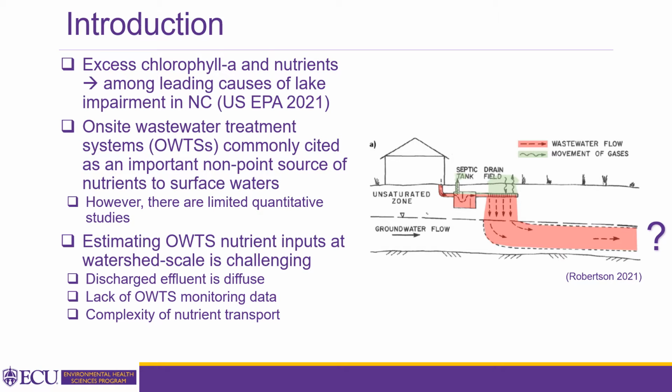One being that wastewater effluent that's discharged from systems is diffuse. Eventually it'll mix in with groundwater systems and travel with the groundwater, and it becomes challenging to track these plumes when you start talking about multiple systems within a watershed. There's also a lack of septic monitoring data, both from the context of water quality data, but also from the context of GIS data. Just knowing where septic systems are located can be very helpful in estimating some of these watershed scale nutrient loads. And there's also just the complexity of nutrient transport. So nitrogen and phosphorus can undergo many different transformations throughout its flow path.